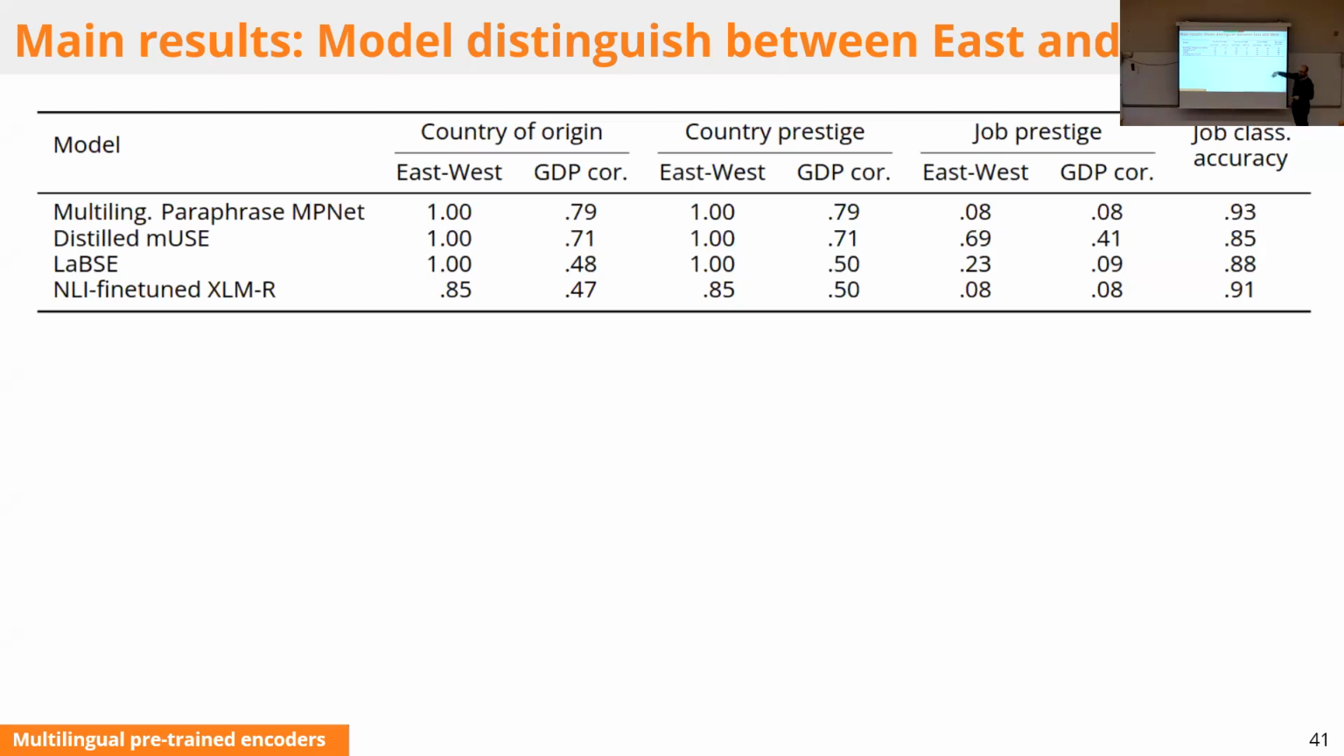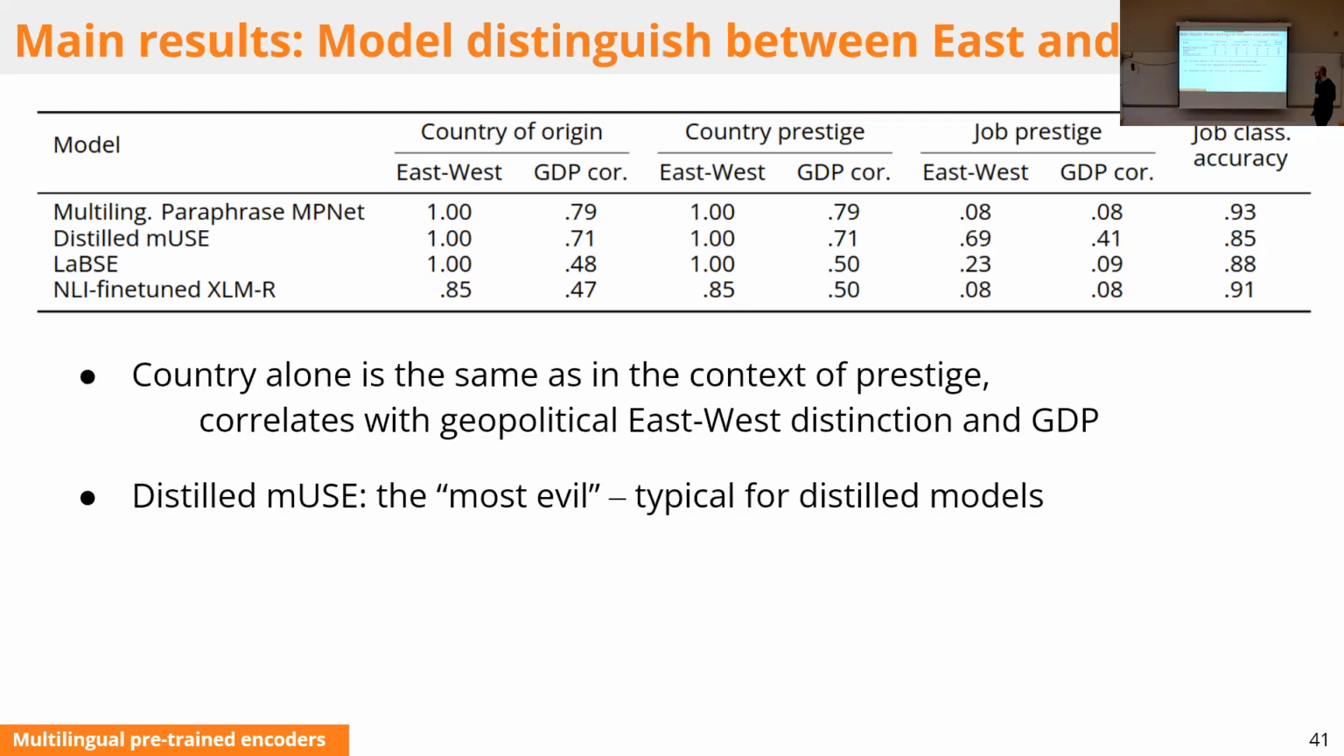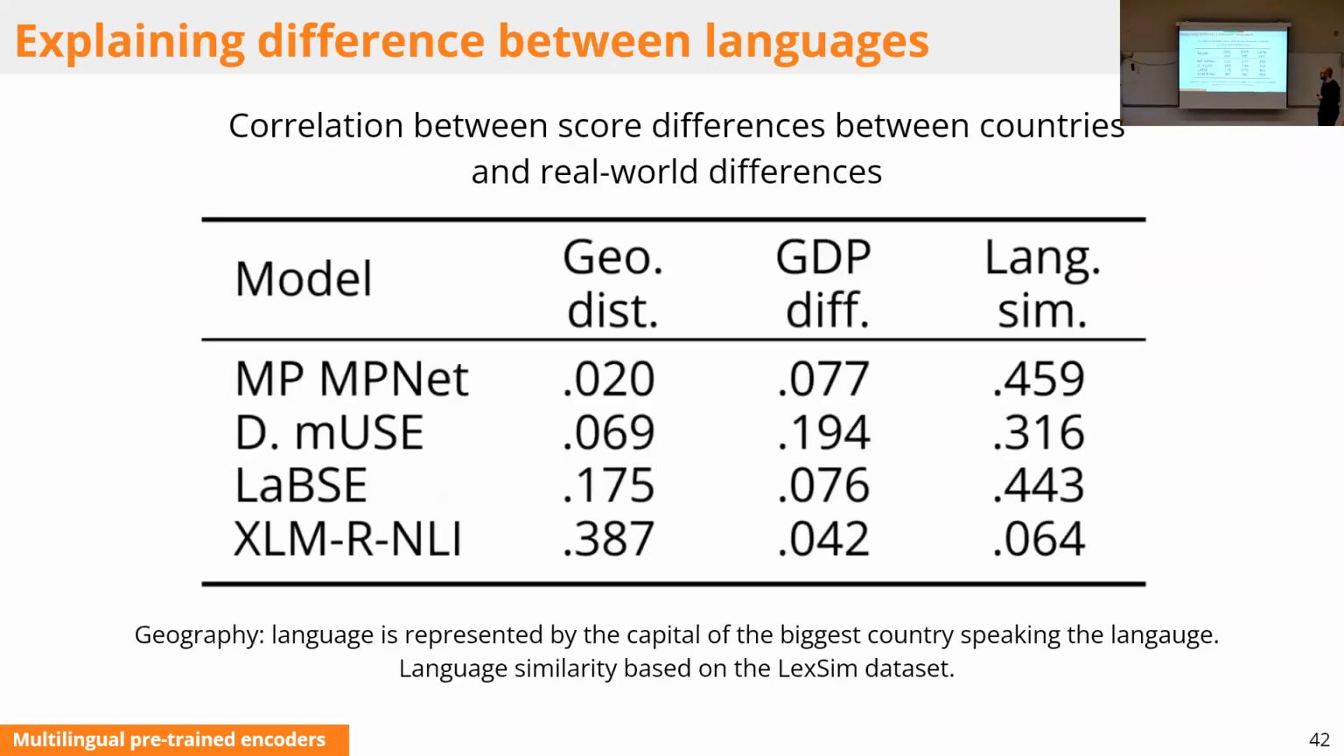And all the models can distinguish pretty well between high and low profile jobs. And yes, this is a very evil model. These two do not use parallel data. These two do use parallel data. In this particular case, it's hard to say if using and not using parallel data changes the results or not, because there are plenty of other differences between the models.